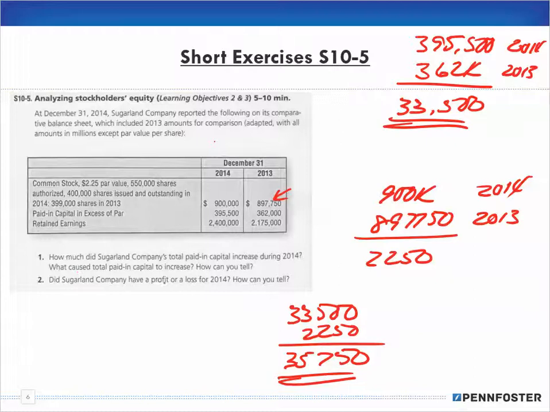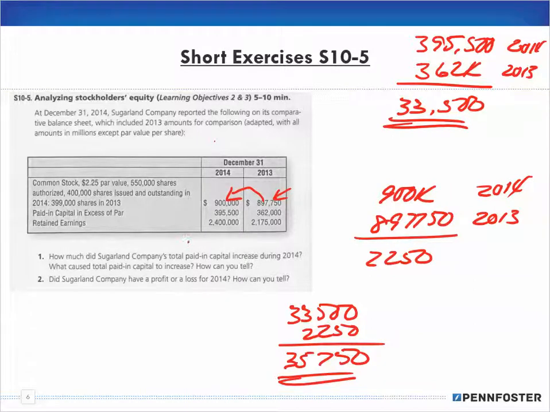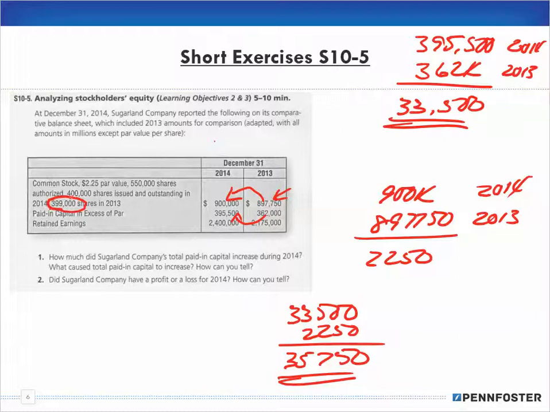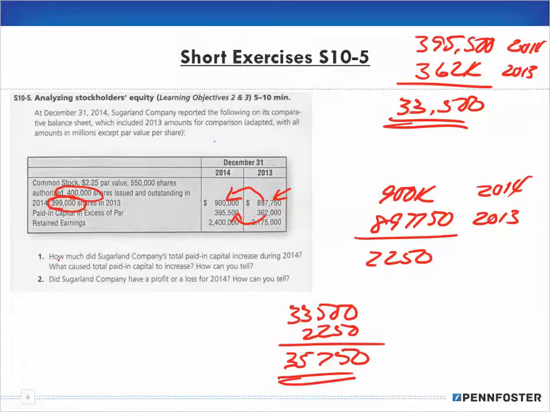Now it says, what caused the total paid-in capital to increase, and how can you tell? Well, obviously they must have issued common stock during the course of 2014 because there was an increase in the common stock and the paid-in capital in excess of par. Also, you can see over here that the number of shares was 399,000 and it increased to 400,000. So there was an additional 1,000 shares sold during 2014. That's how you can tell why there was an increase in the total paid-in capital.